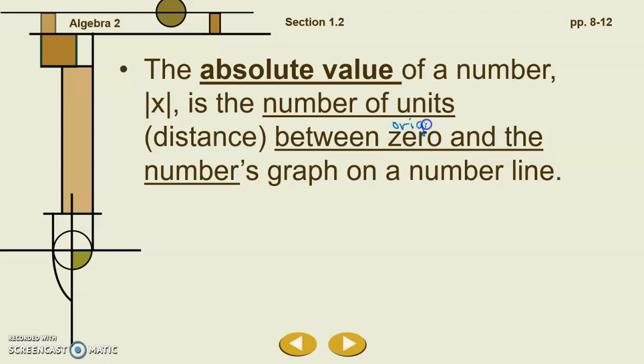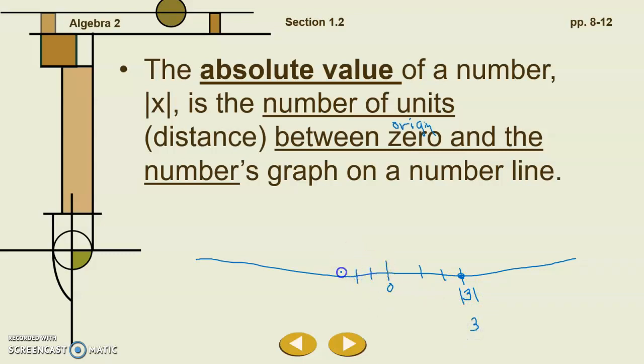All right, so if we're thinking about a number line here, this is not going to be very straight, but here's my number line, and here is 0. It's the distance between 0 and the number's graph. The number's graph is where it's located on the number line. So let's make some marks here and put a 3 right here. The distance between 0 and the number's graph on this number line is 3. So the absolute value of 3 is 3.